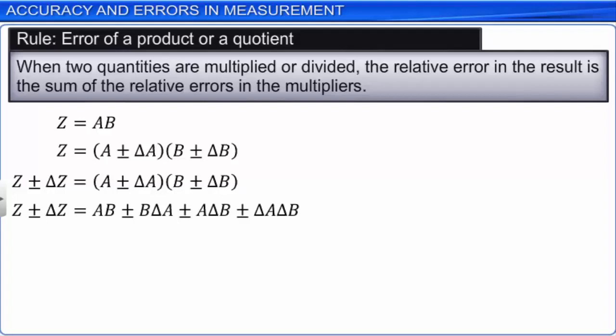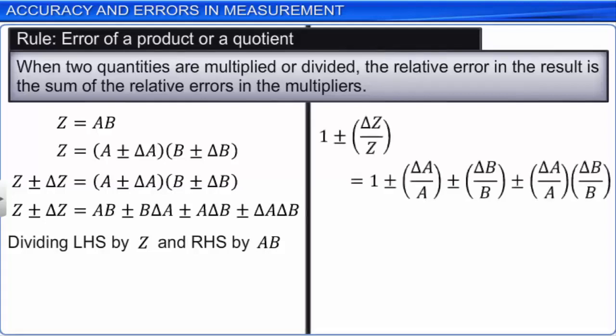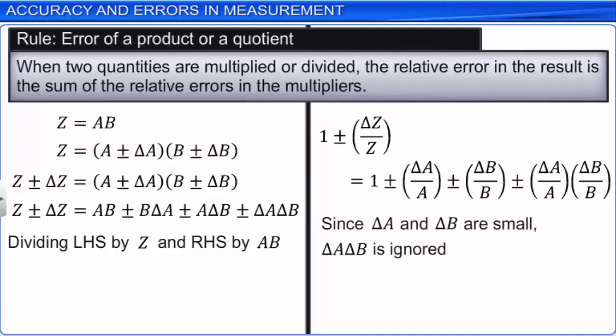Dividing left-hand side by Z and right-hand side by AB, we get 1 plus or minus delta Z by Z is equal to 1 plus or minus delta A by A, plus or minus delta B by B, plus or minus delta A by A into delta B by B. Since delta A and delta B are small, we shall ignore their product. Hence, the maximum relative error delta Z by Z is equal to delta A by A plus delta B by B. This holds true for division as well.